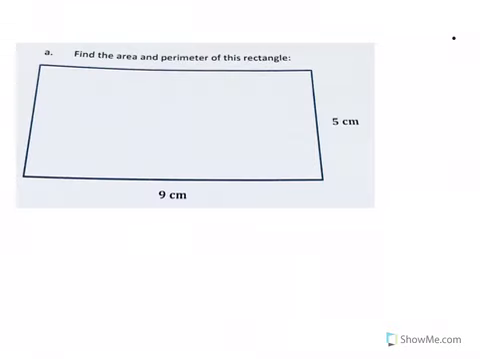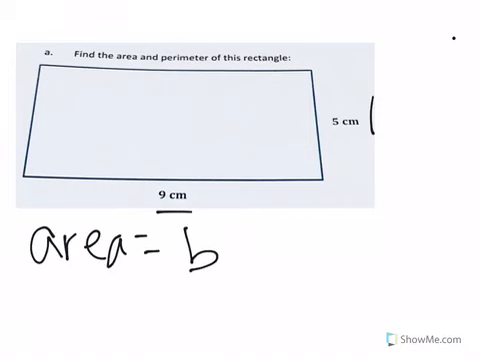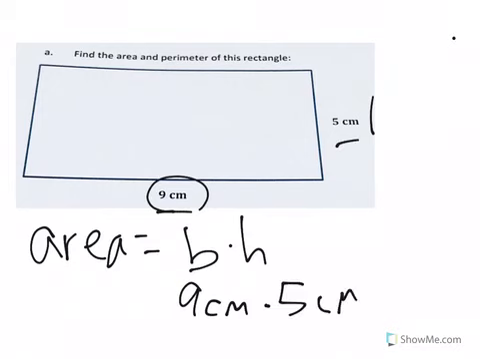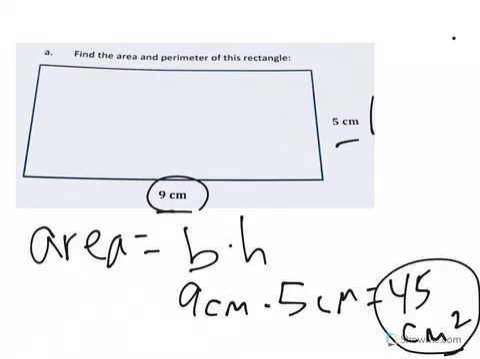Okay, so first let's start with reviewing the area and perimeter of a rectangle. So we have a rectangle here, and we have one side of 9 centimeters, one side of 5 centimeters. To find the area, we're going to need to take base times height. If we take a base of 9 centimeters times a height of 5 centimeters, 9 times 5 is 45. Our units in this case are centimeters, and they are centimeters squared because it's area.